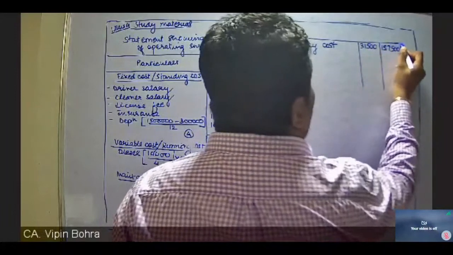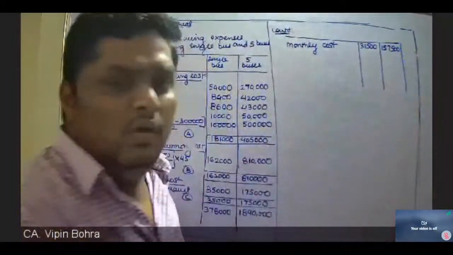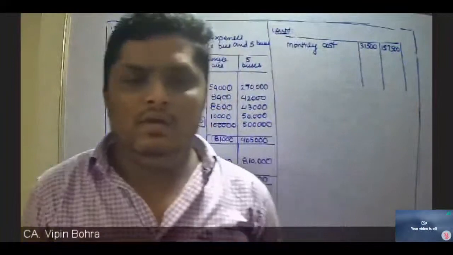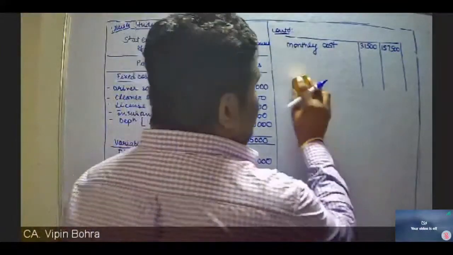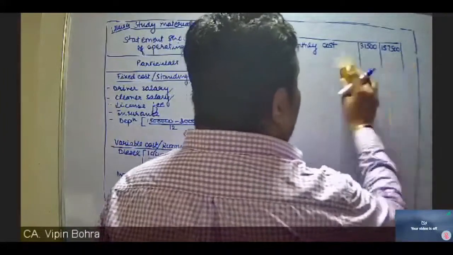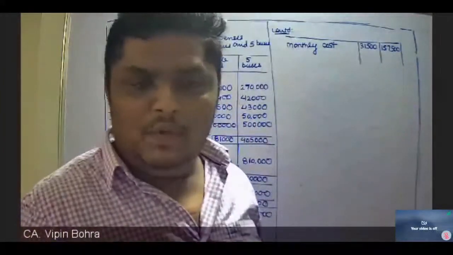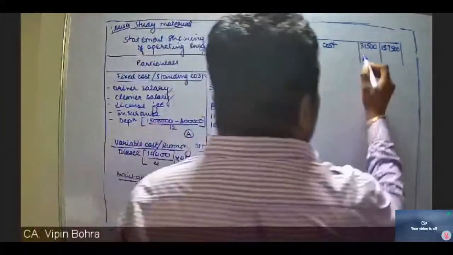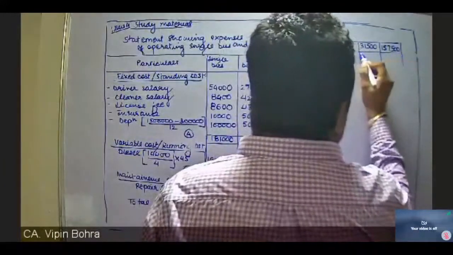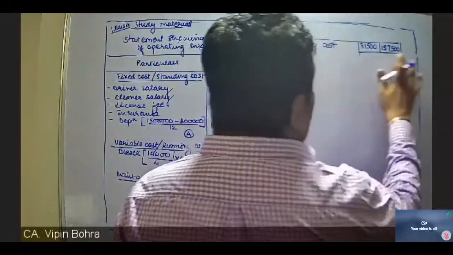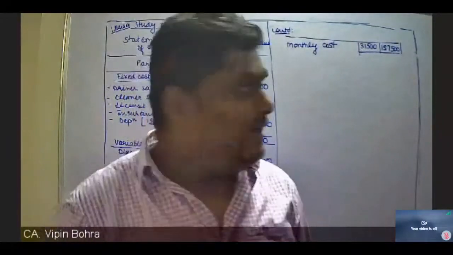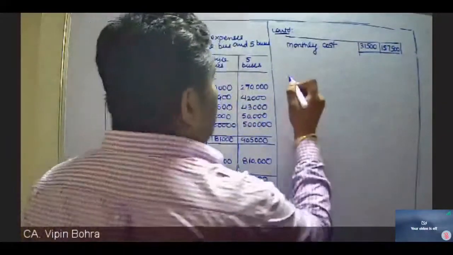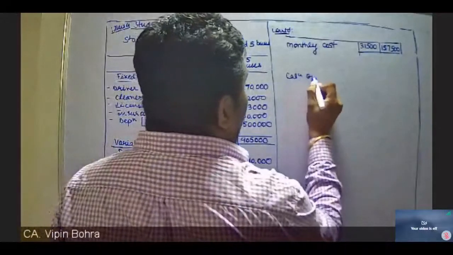So now we have got the monthly cost also. Now we have to work out that if the students are coming from a distance of up to 4 kilometers, how much fare is to be charged, and if the students are coming from a distance of more than 4 kilometers, how much fare needs to be charged. So let's start.